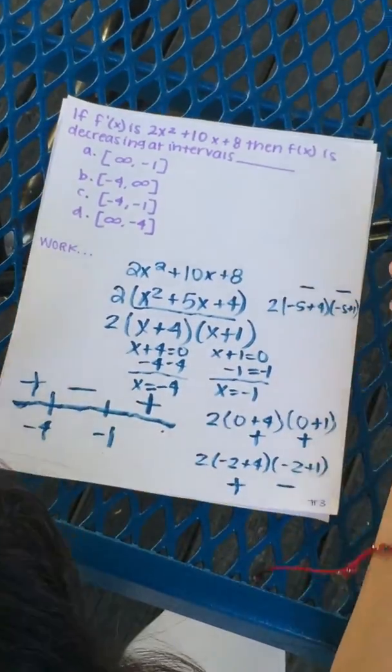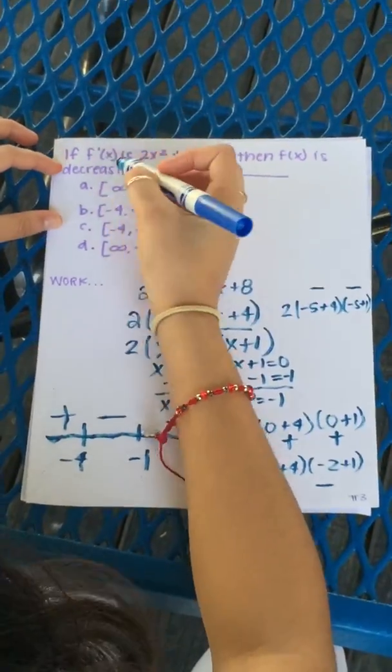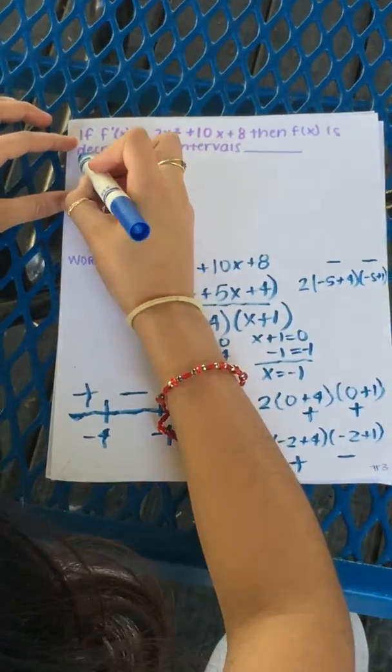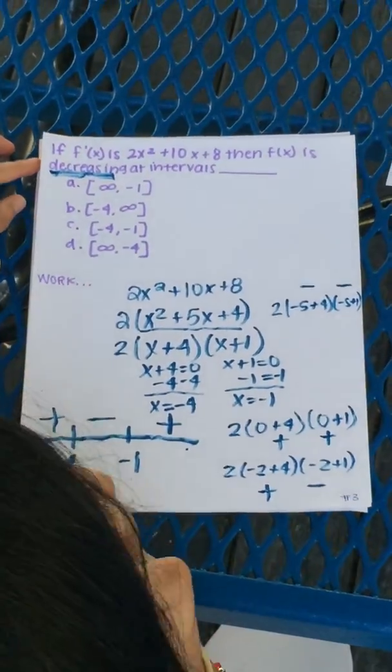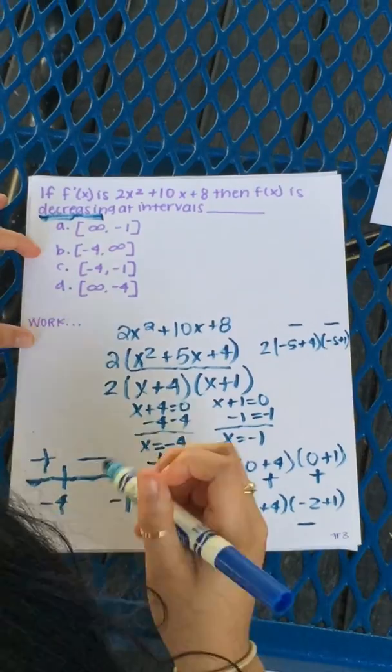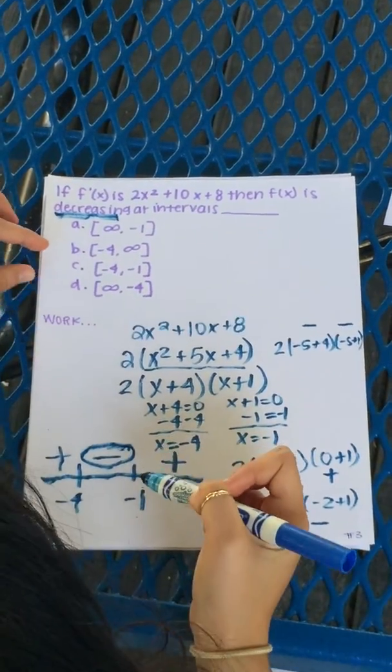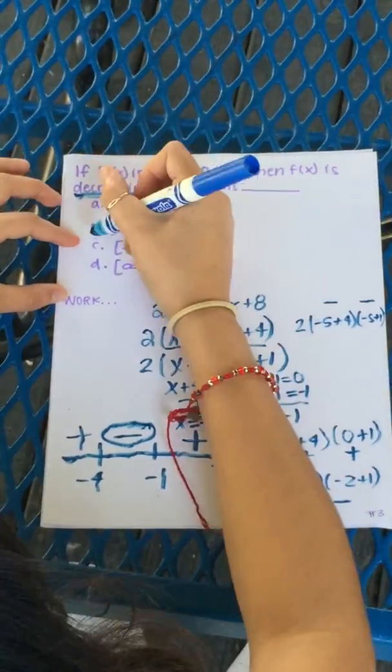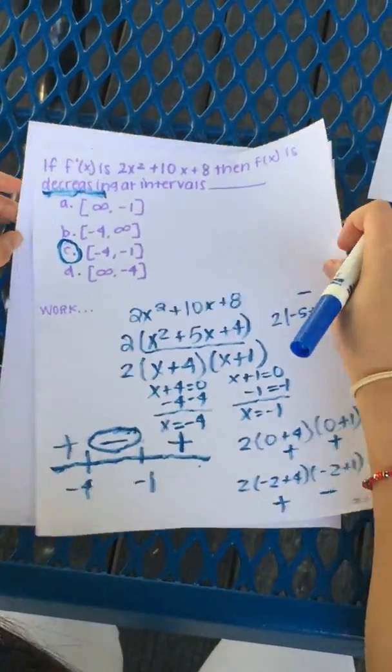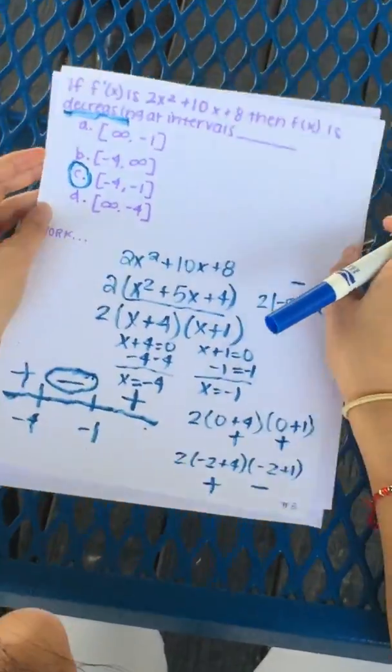So the question is asking on what interval is f of x decreasing. So therefore it has to be negative. So our answer will be when it's negative, between -4 and -1. The answer is C. This is all for today. Thank you guys.